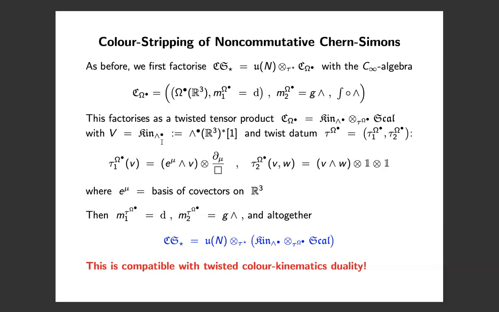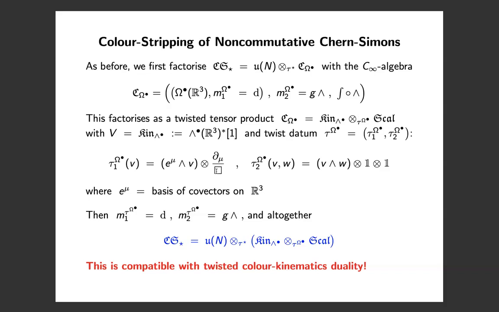Okay, where these E's here are given by a basis of covectors in R3. So the claim is that this differential graded commutative algebra factorizes into this twisted tensor product. Okay, and it's again just a matter of turning the crank of the formulas I wrote down before for the prescription of doing twisted tensor products.